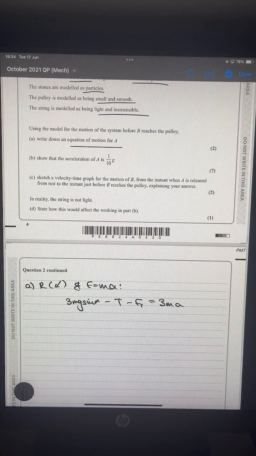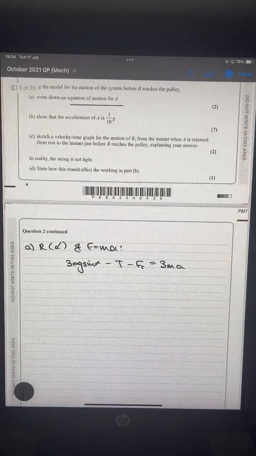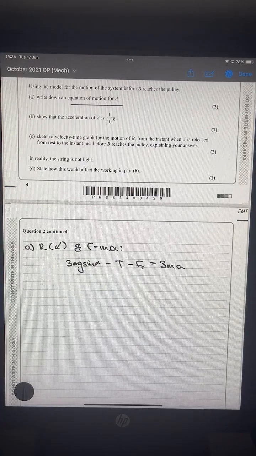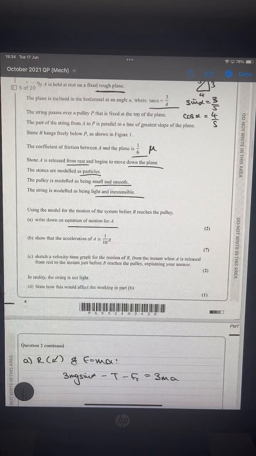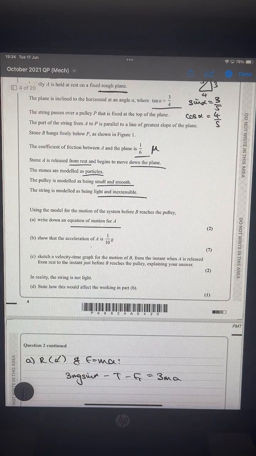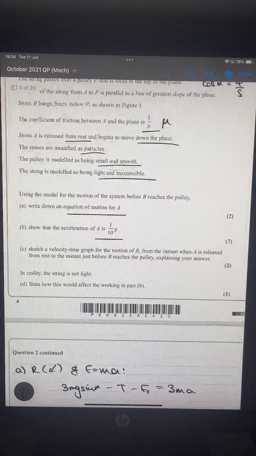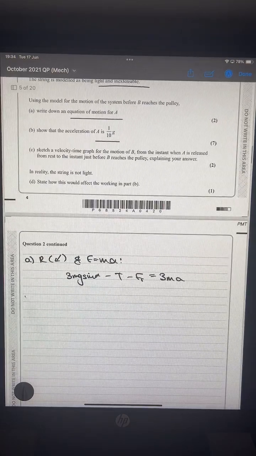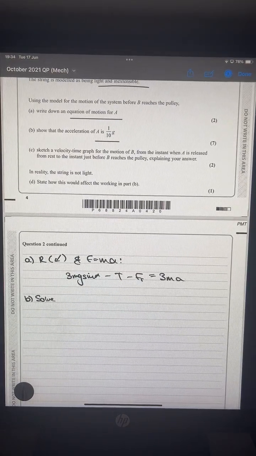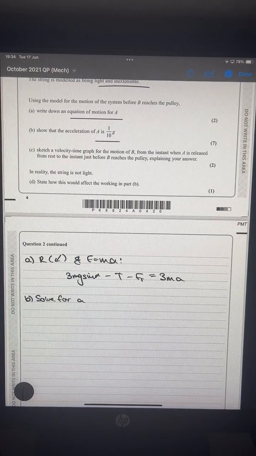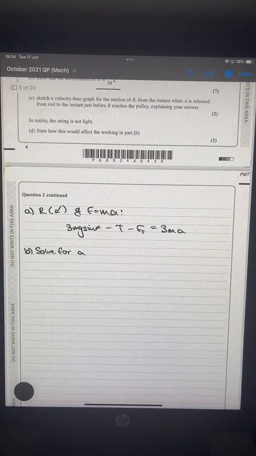What I ended up doing was I continued to find what some of these values were and then rearranged it. But this gets you the marks, and that's it. All right, cool. 2 marks. Not a lot of working. Show that the acceleration of A is 1/10 g. So from that, I just need to solve for a from this equation. How am I going to solve for a? I'm going to rearrange this and plug in the values I know.